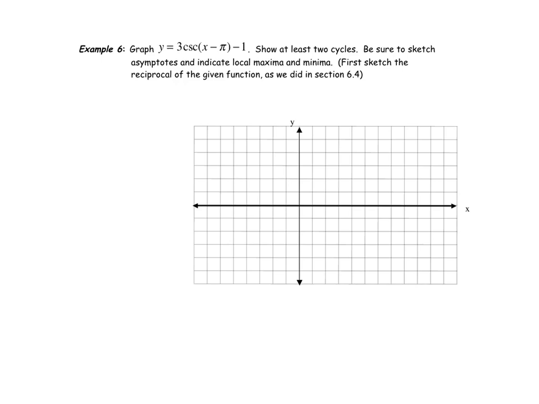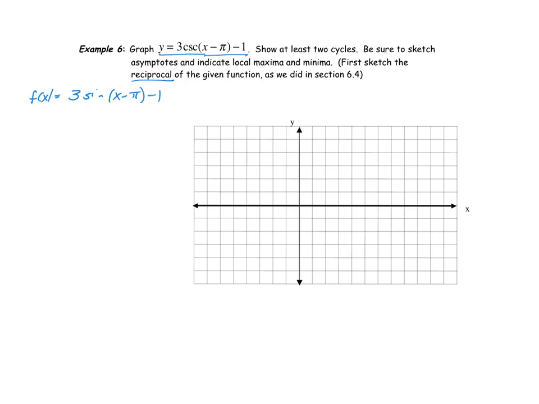In note 6.5.2, example 6, we're asked to graph a transformed cosecant function, which is y equals 3 cosecant of the quantity x minus pi, minus 1. We'll begin sketching this graph by graphing the reciprocal function. So the reciprocal of this function is f of x equals 3 sine of (x minus pi) minus 1. And once we graph the corresponding reciprocal function, it'll be easy to graph the cosecant function.